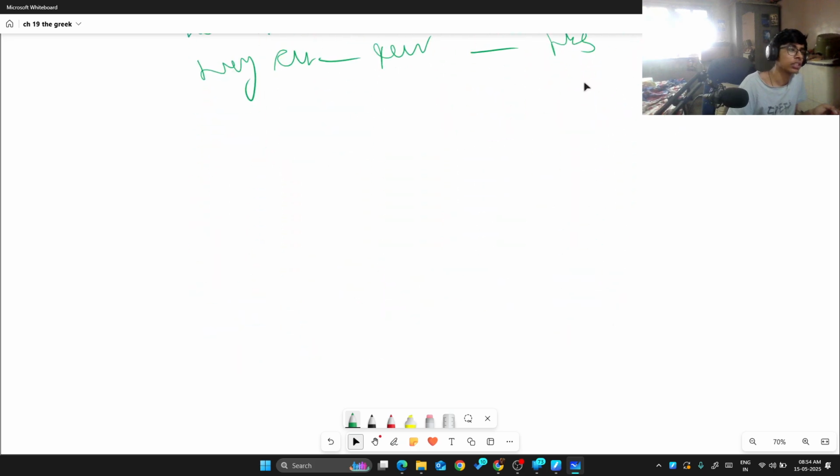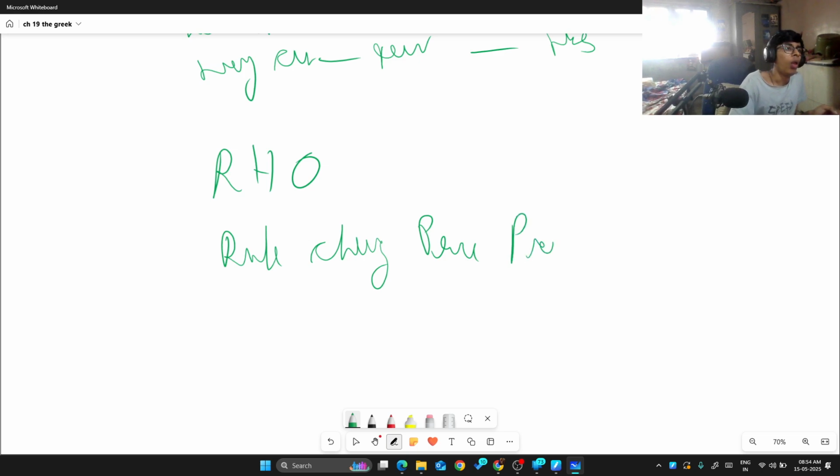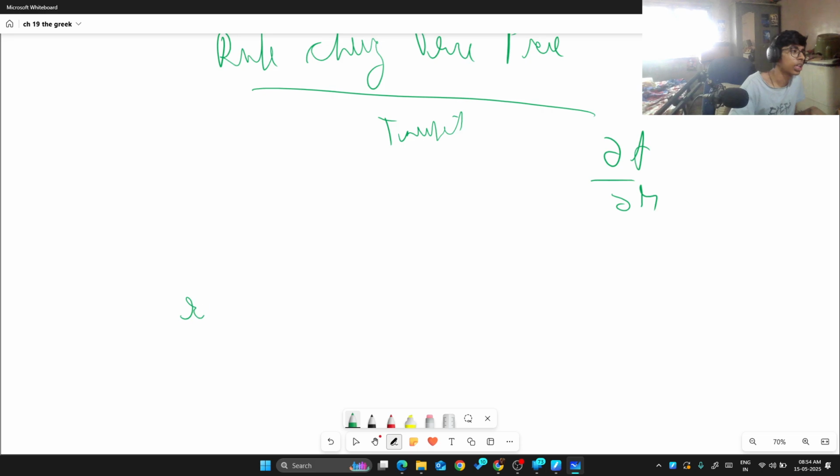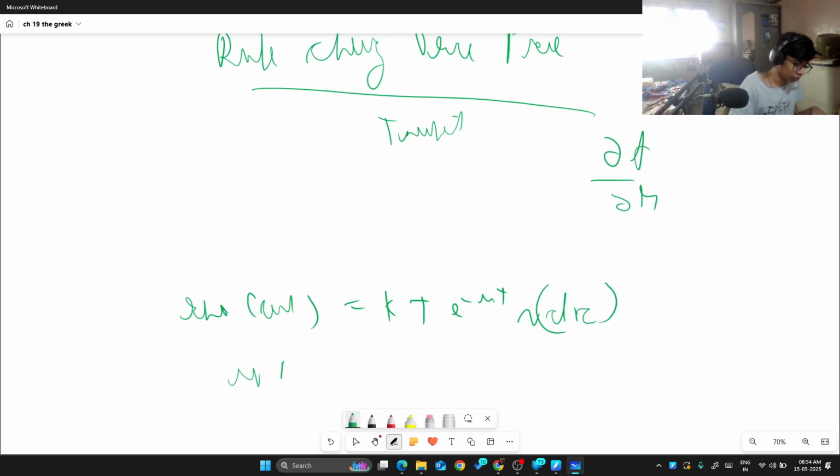Let's go to another Greek, that is rho, the rate of change of derivative price with respect to interest rate, that is ∂f/∂r. And it's simple, and its formula is rho call equal to K T e^(-rT) N(d2), and rho put equal to minus K T e^(-rT) N(-d2). Yeah, it's simple.